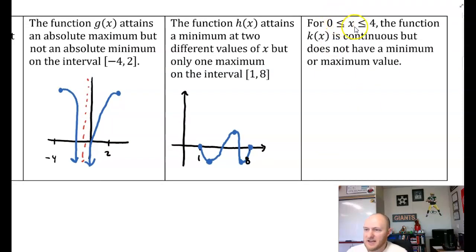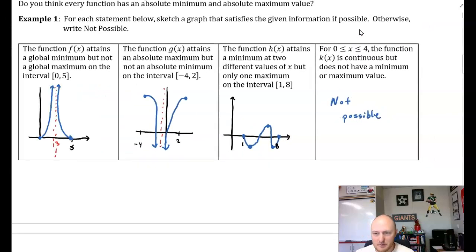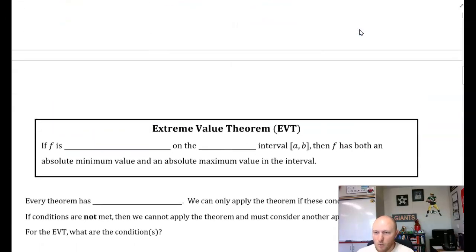For 0 less than x less than 4, the function k of x is continuous but does not have a minimum or a maximum value. Continuous, but does not have a minimum or a maximum value. Well, in this case, this is the one that is not possible. I cannot draw a graph if it is continuous on a closed interval that does not have a minimum or a maximum value. Now, why might this be?